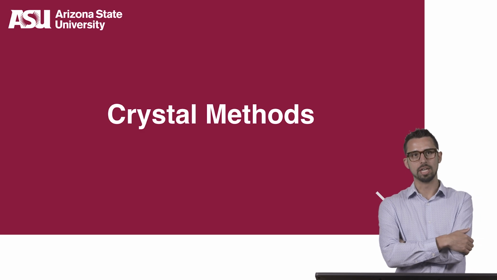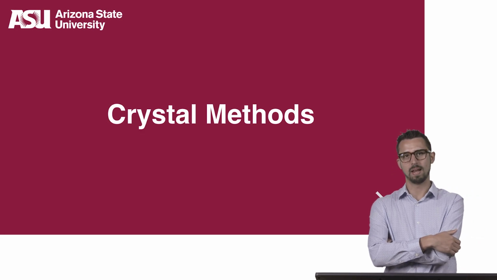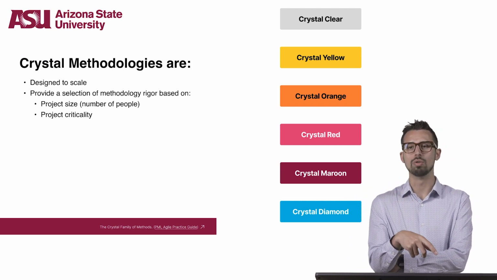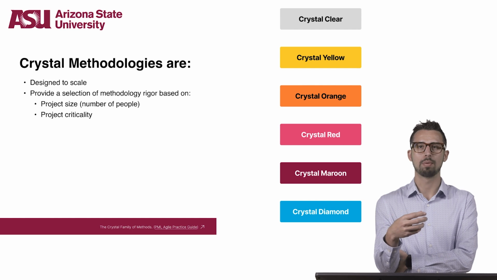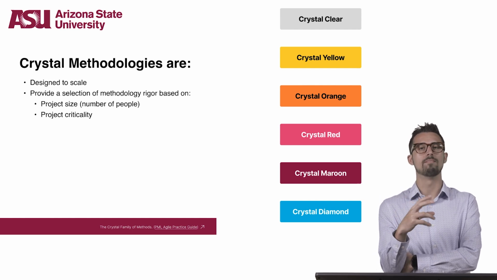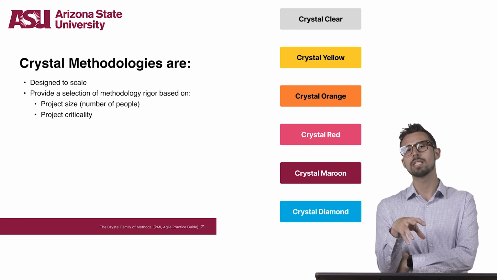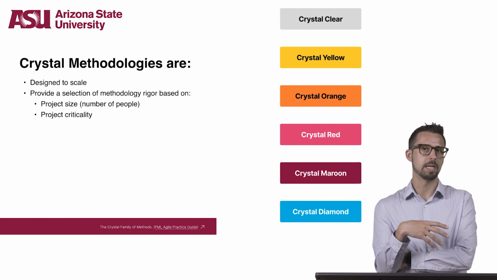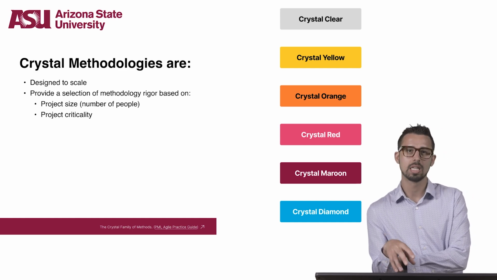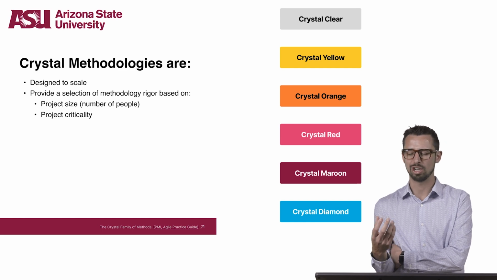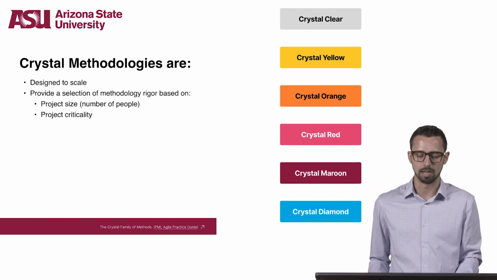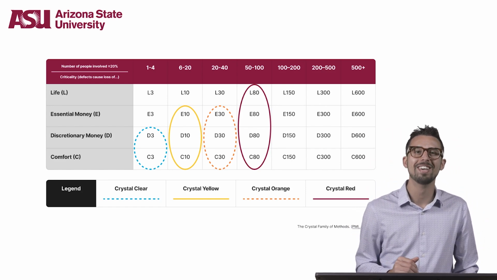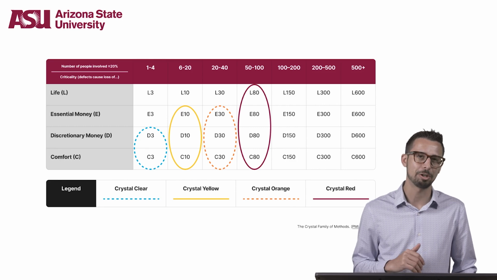Then, sort of moving on to another method here, you have the Crystal family of methodologies. Crystal methodologies are designed to scale and provide a selection of methodology rigor based on project size. Typically, that project size is based on the number of people involved in the project and the criticality of the project. So it can be a little bit hard to define the project size sometimes, but thankfully, we have a nice chart for that. You'll realize that project management has a lot of charts.